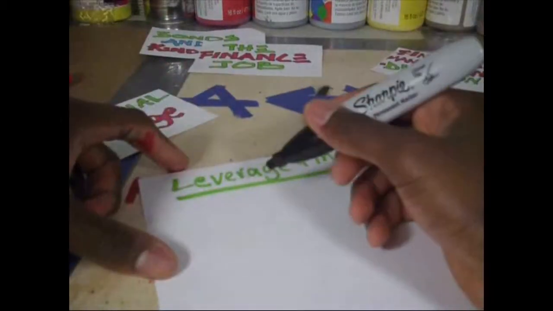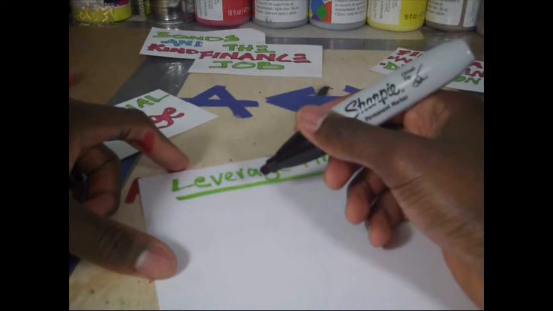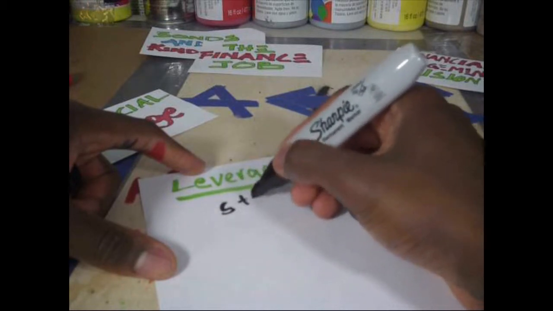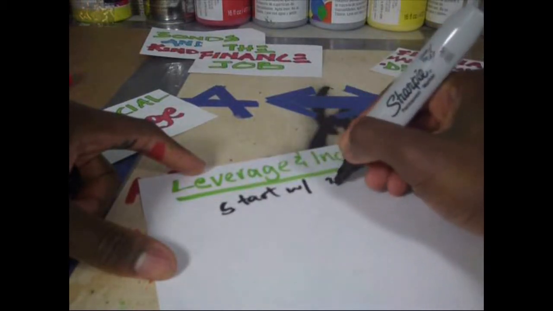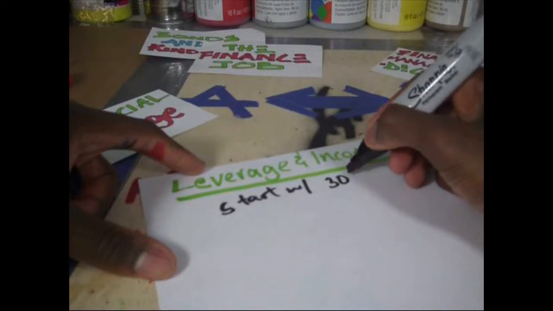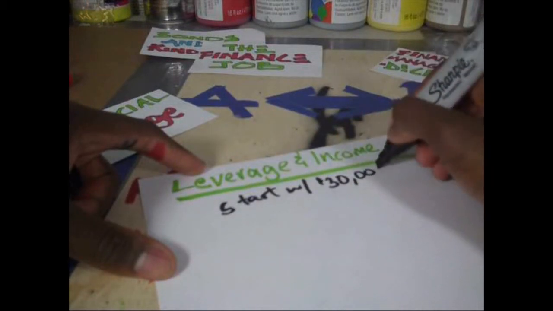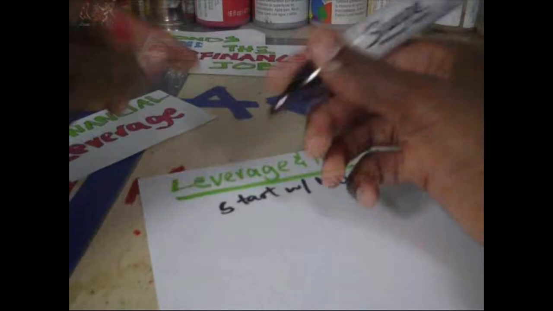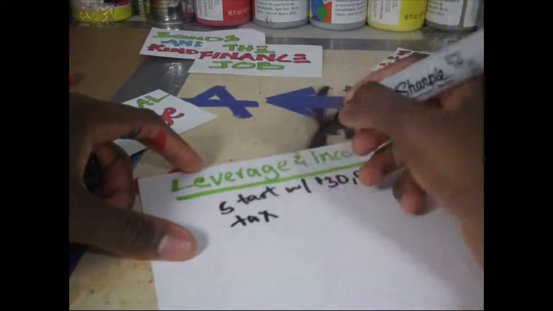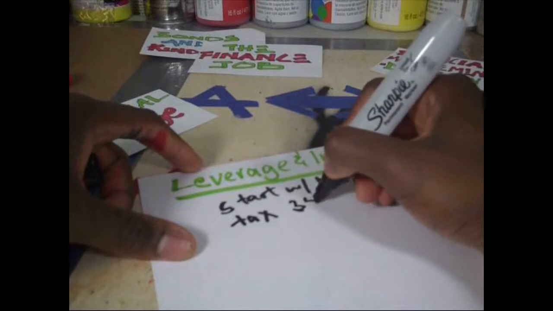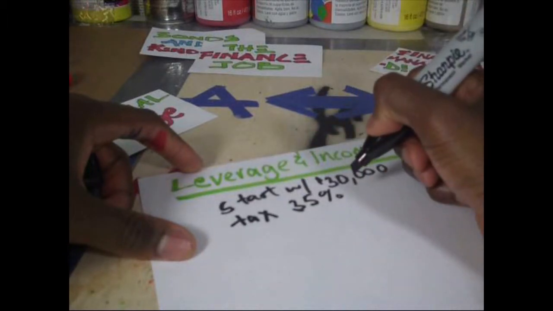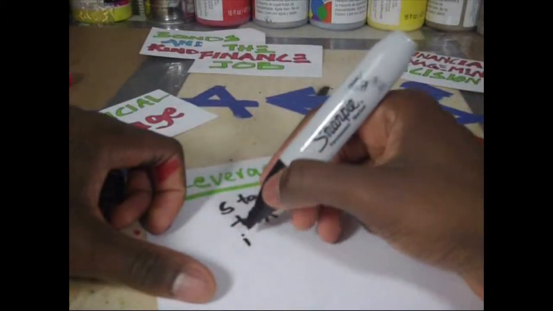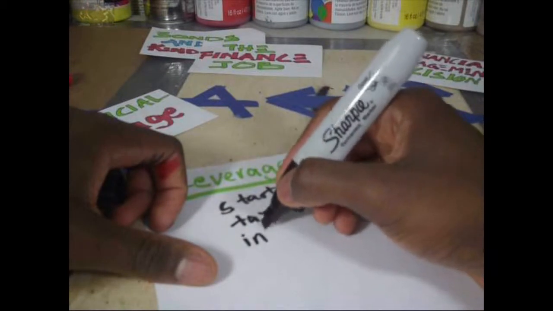Let's say that we have $30,000 to spend, right? So we have cash, well, let's say we start with $30,000. Okay. Tax in our country is 35%. Let's just say it's a flat rate of 35%, okay? That's very important. The tax rate. Interest rate, let's say borrowing from a bank, we'll say it's 10%. I think that's pretty reasonable.